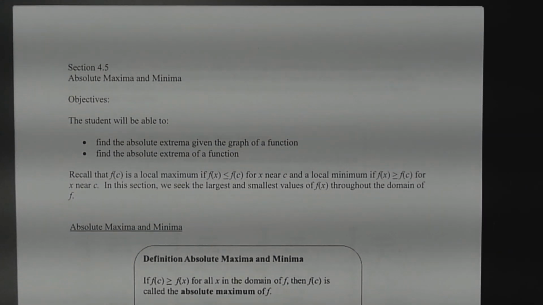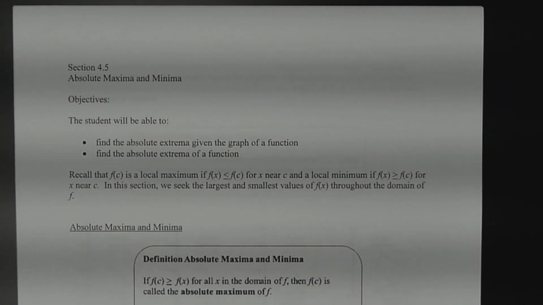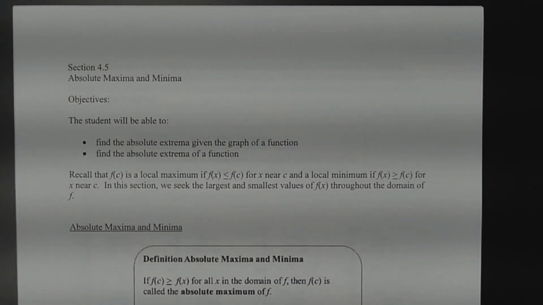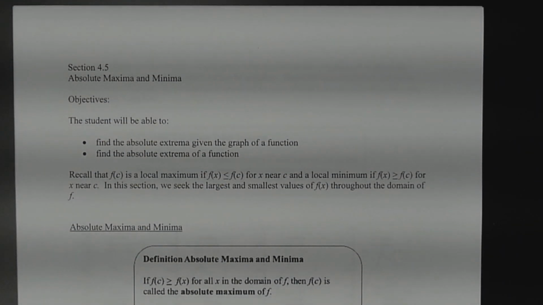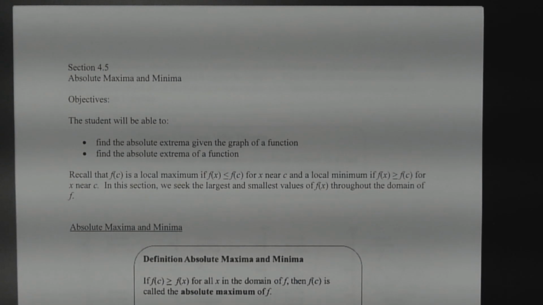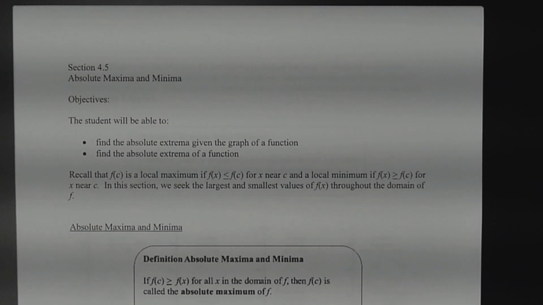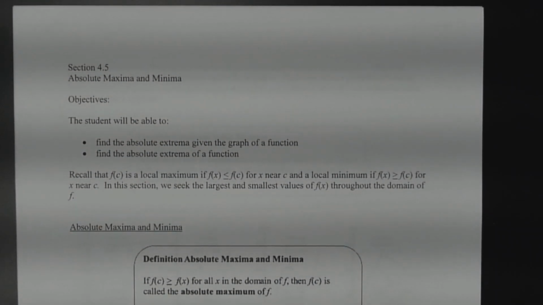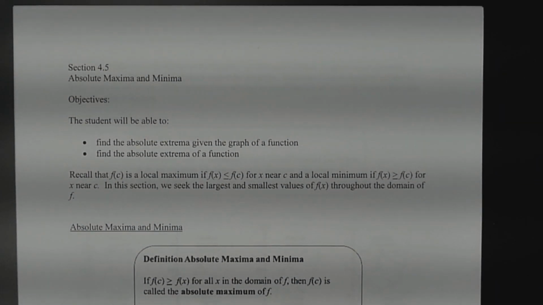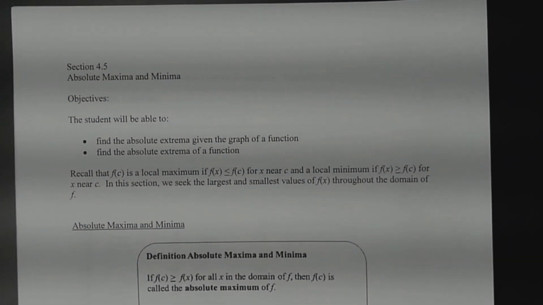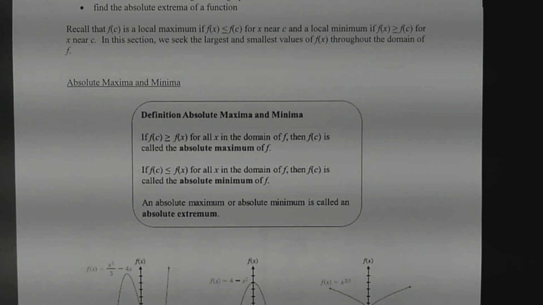If you recall that f of c is a local maximum if f of x is less than or equal to f of c for x near c, and a local minimum if f of x is greater than or equal to f of c for x near c. In this section, we seek the largest and smallest values of f of x throughout the domain of the function f. Okay, so here's what absolute maxima and minima mean by definition.